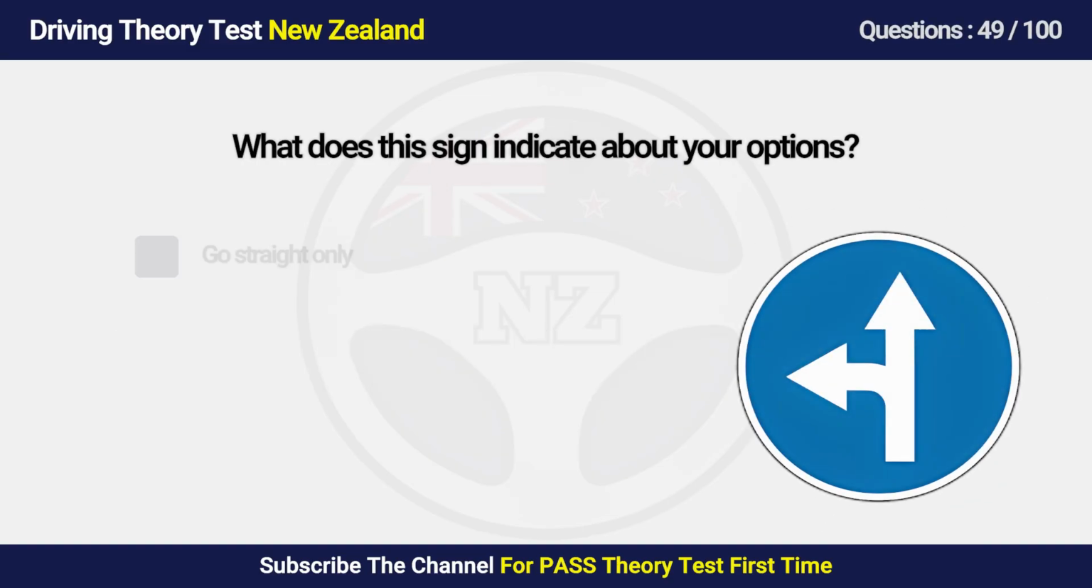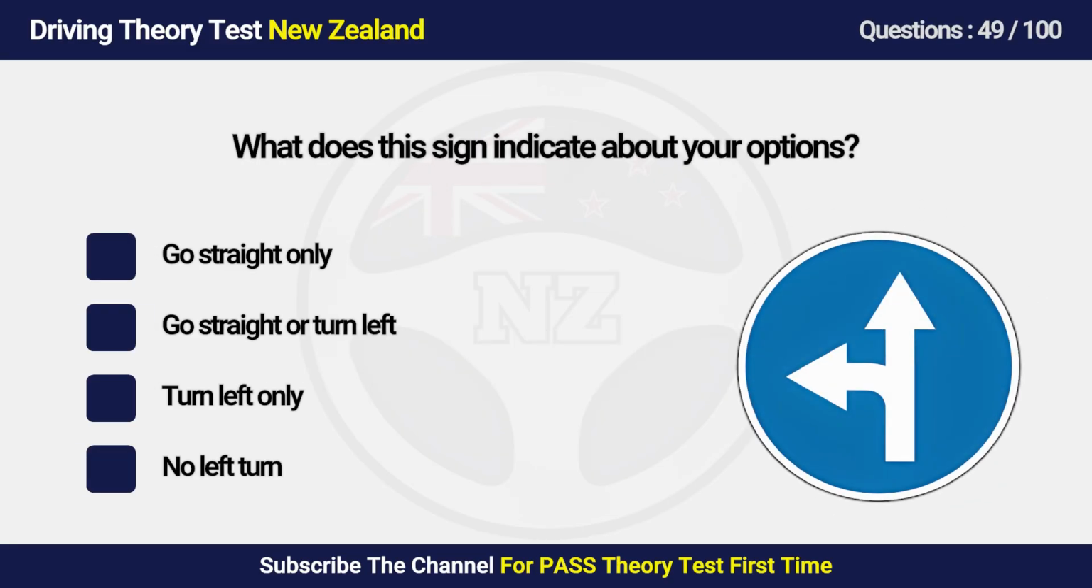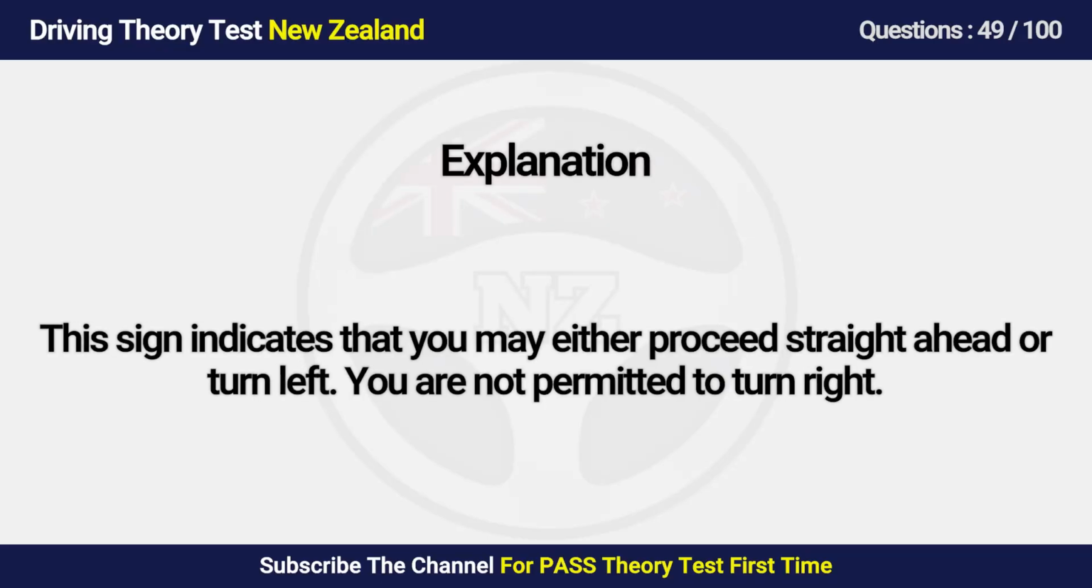Question 49. What does this sign indicate about your options? A. Go straight only. B. Go straight or turn left. C. Turn left only. D. No left turn. Answer is B. Go straight or turn left. This sign indicates that you may either proceed straight ahead or turn left. You are not permitted to turn right.